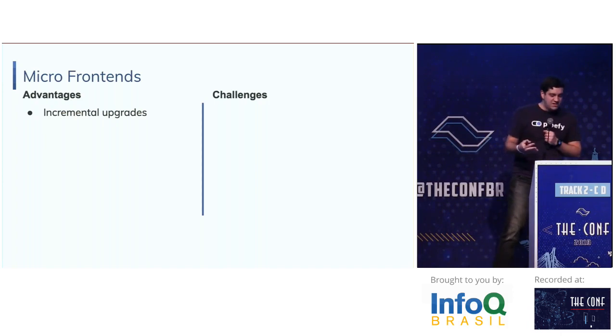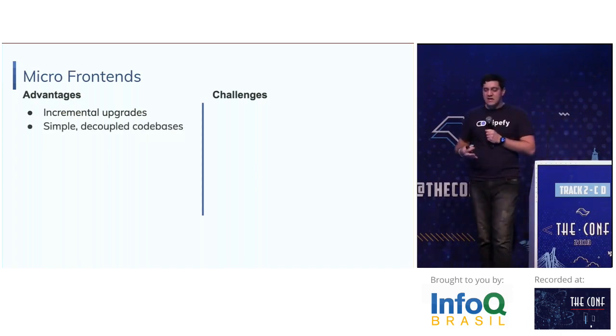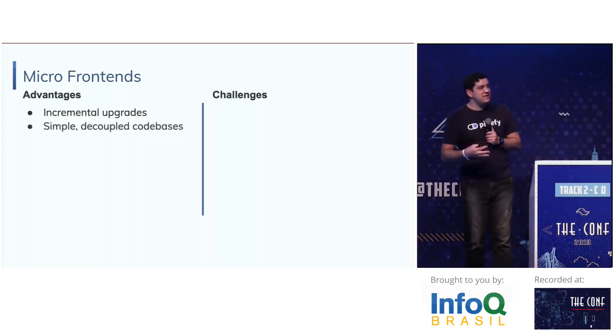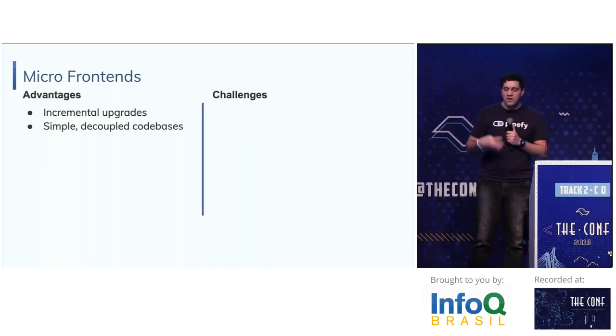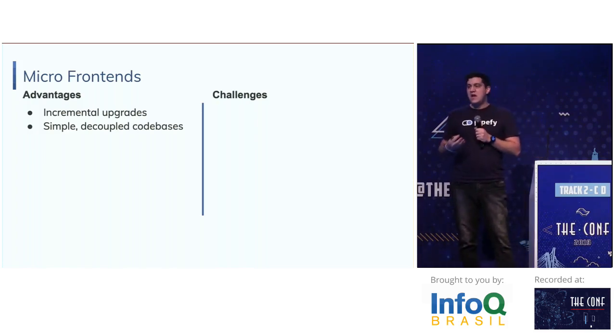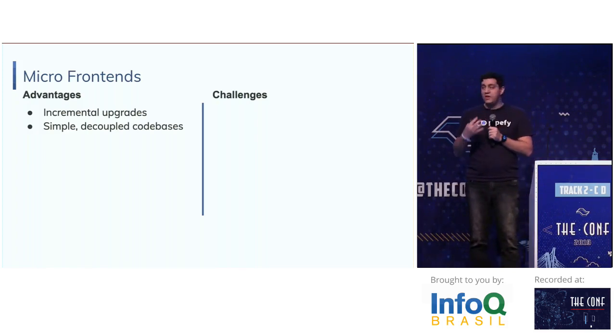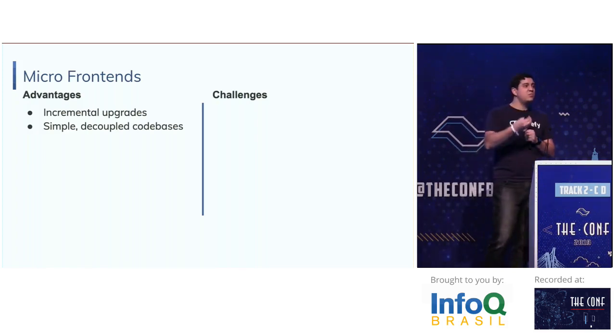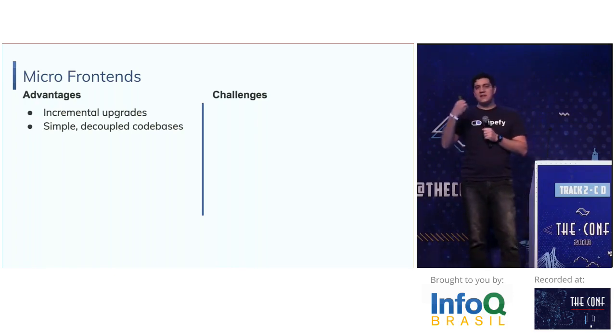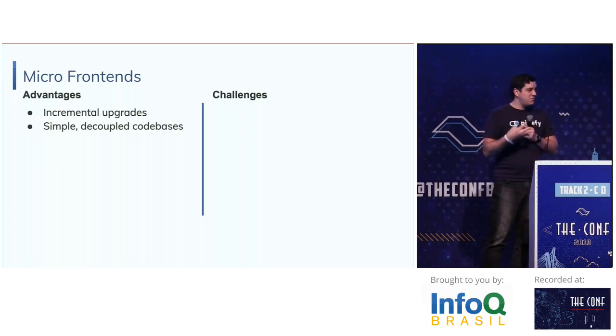Another advantage that we have is that with micro-frontends, it's easier to have a simple and decoupled code base. As you have a smaller code base, you have less code to work on. It's easier to keep it simple and to keep it uncoupled, and that makes the maintainability of your code better.